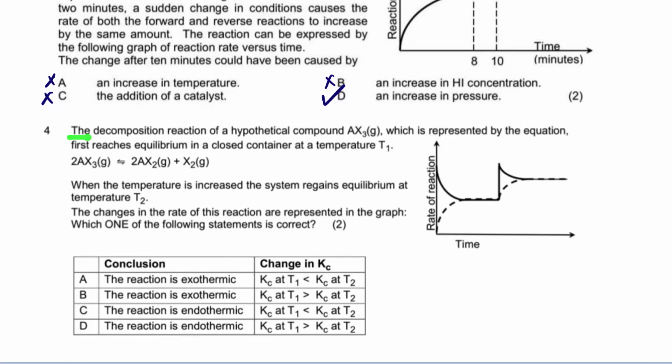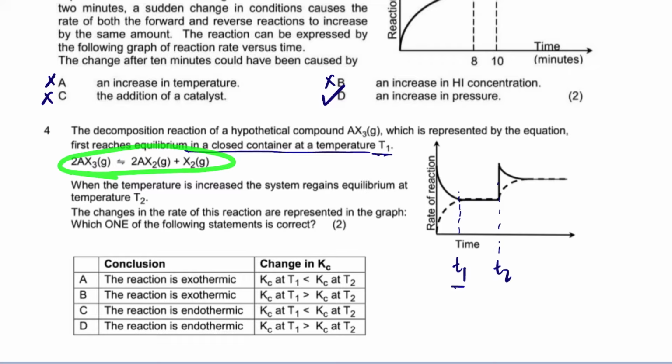Question number 4. It says a decomposition reaction of hypothetical AX3, which is hypothetical. It's not chemicals that exist, guys. It's just something ideal. That in a gaseous state, which is represented by the equation, first reaches equilibrium in a closed container at a temperature T1. Okay, so this is temperature T1, guys, when it reaches the equilibrium. And then where there's a disturbance, it's temperature T2. So it reaches the equilibrium at T1, right?